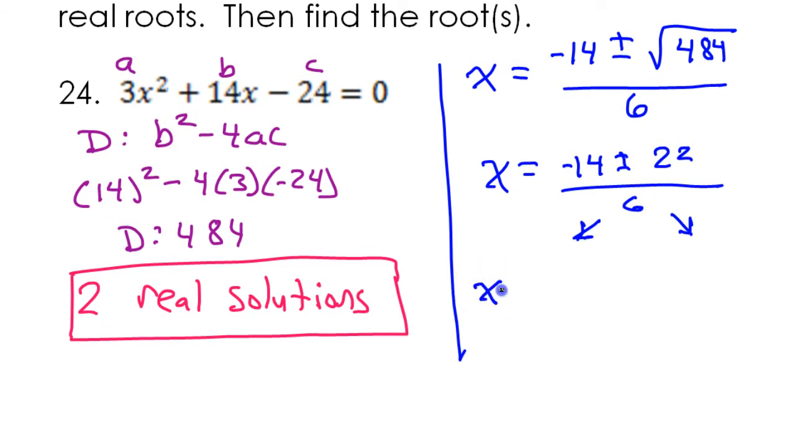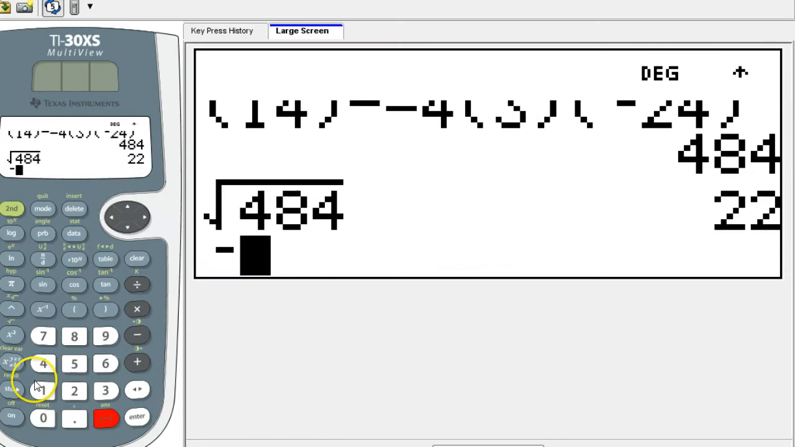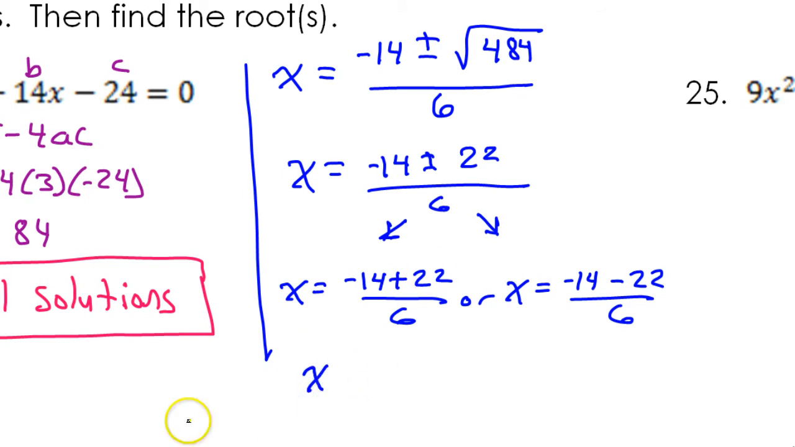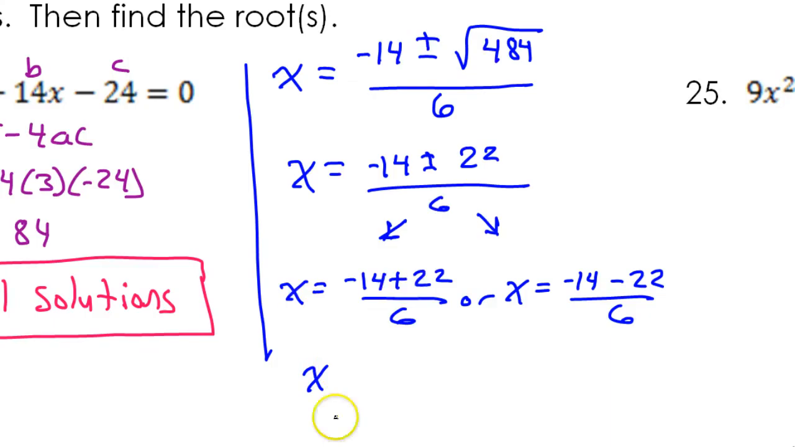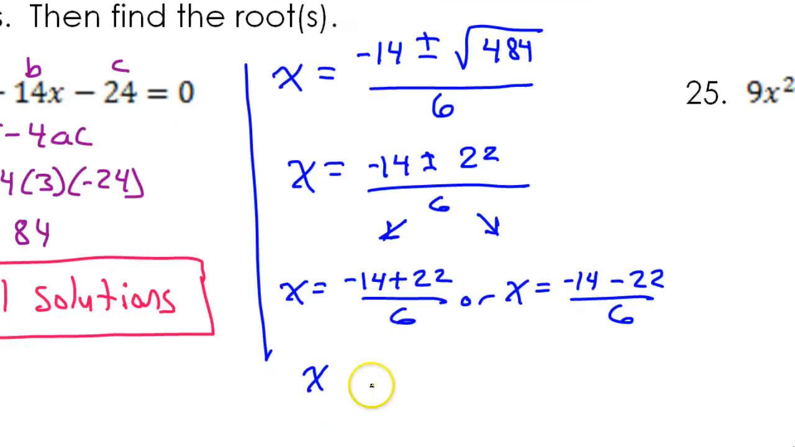Either x is going to equal negative 14 plus 22 over 6, or x could equal negative 14 minus 22 over 6. So you know that's going to be 8. So actually, I wouldn't do it this way if I were just doing it by myself in privacy. But several of you, unfortunately, are really bad at adding and subtracting with negative numbers and such. So I recommend at least double checking your work by just typing it in.